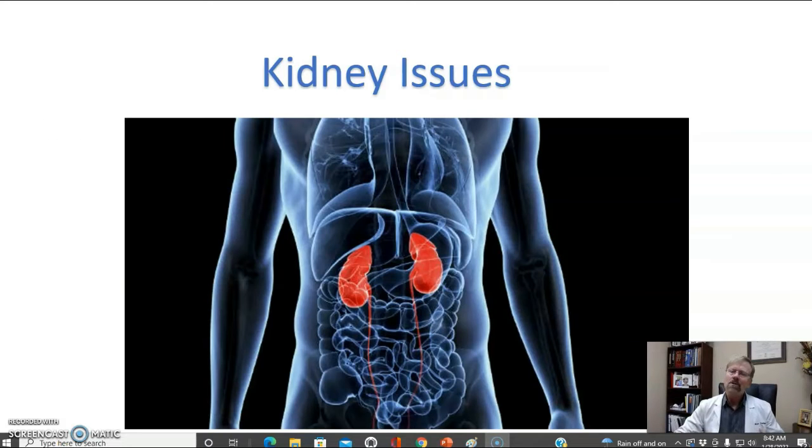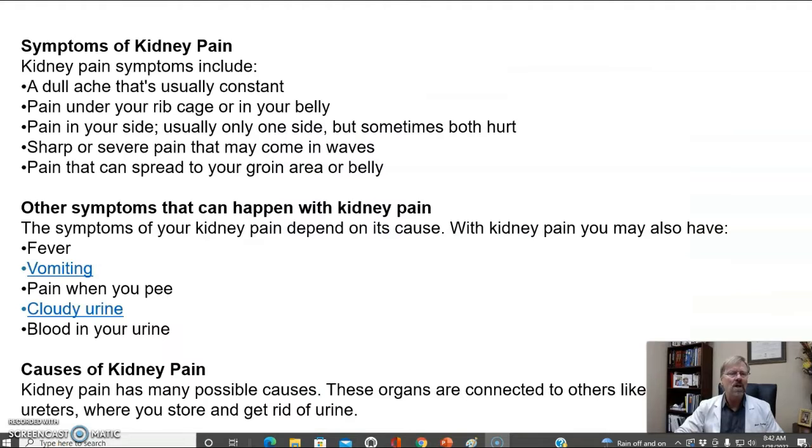Now, the kidneys can also feed back into the low back because they share common nerve roots. Kind of like when you have a heart attack, one of the symptoms is left side arm pain. Well, that potentially can be a cause of trouble, but usually it's accompanied by other signs and symptoms. So kidney pain symptoms might include a dull ache that's usually constant, pain under your rib cage or in your belly, pain in your side, usually one side, but sometimes it can be on both, sharp or severe pain that may come in waves, pain that can spread to your groin or even your stomach.